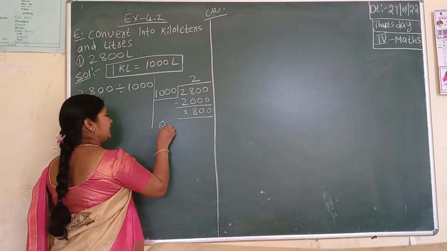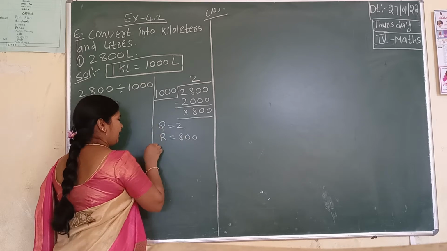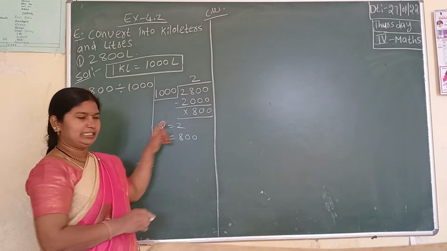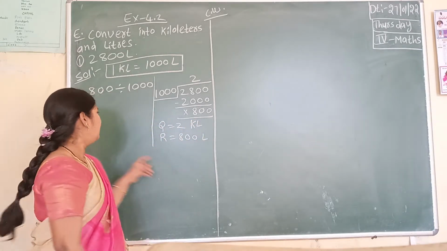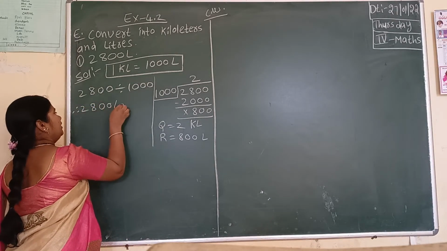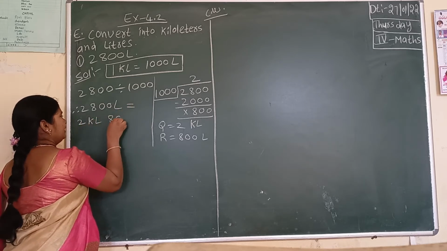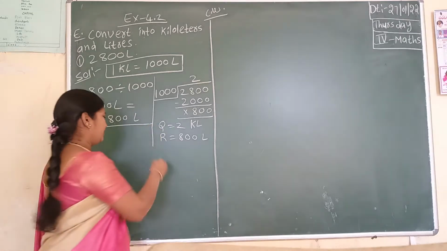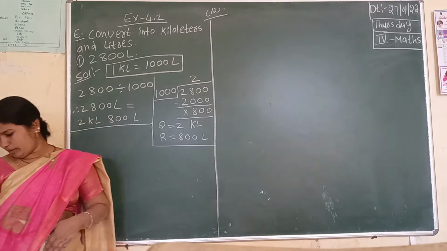Now what is the quotient? 2 and remainder 800. Already I told you when I gave the formulas, the quotient number becomes the kiloliters and the remainder number becomes the liters. Now you have to write down. Therefore, 2800 liters is equal to 2 kiloliters and 800 liters. It is your first answer. Same like this, we have the second problem also.